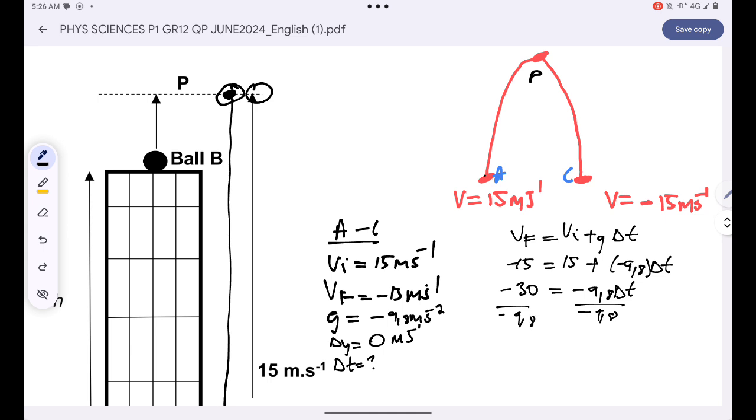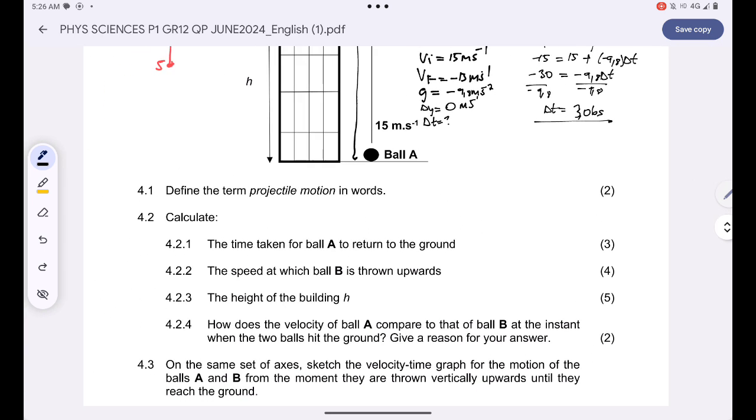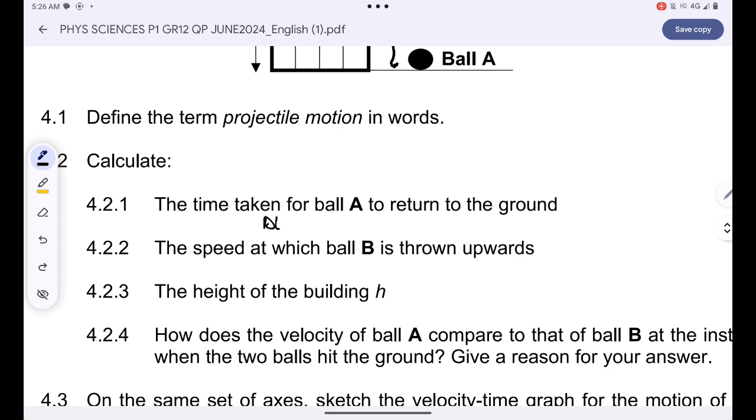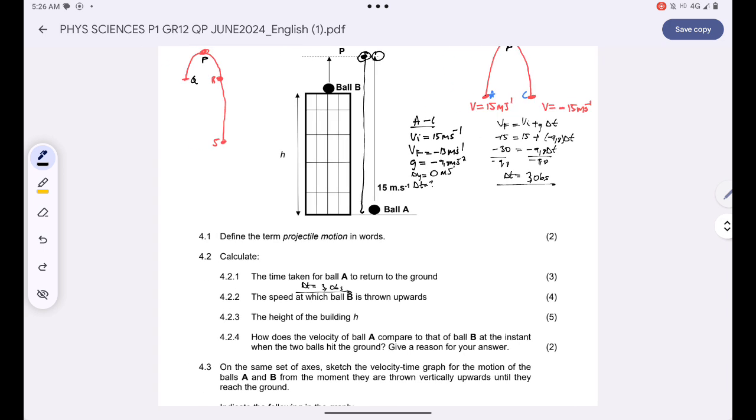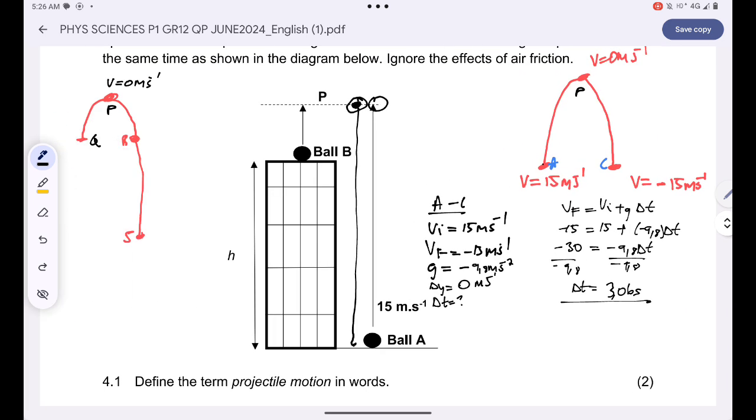If I divide both sides by 9.8, negative 30 divided by negative 9.8 simply gives me the time taken by the ball to return to the ground: 3.06 seconds. Since it took the ball 3.06 seconds to return to the ground, it simply means that half of the time the ball was traveling to maximum height, and for the other half, the ball was traveling from maximum height back to the ground.